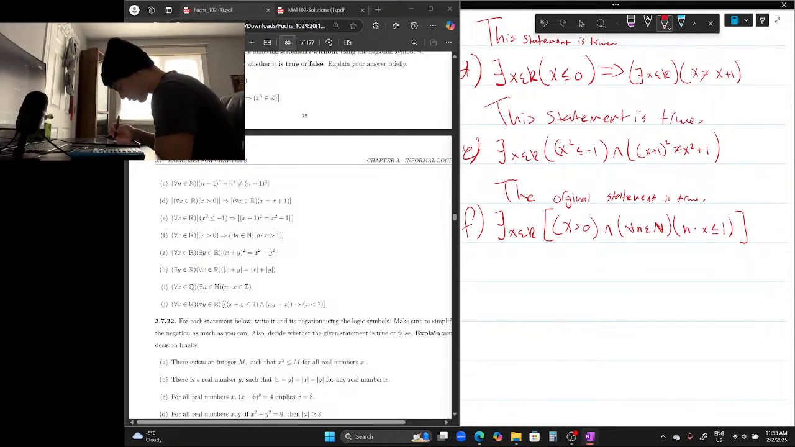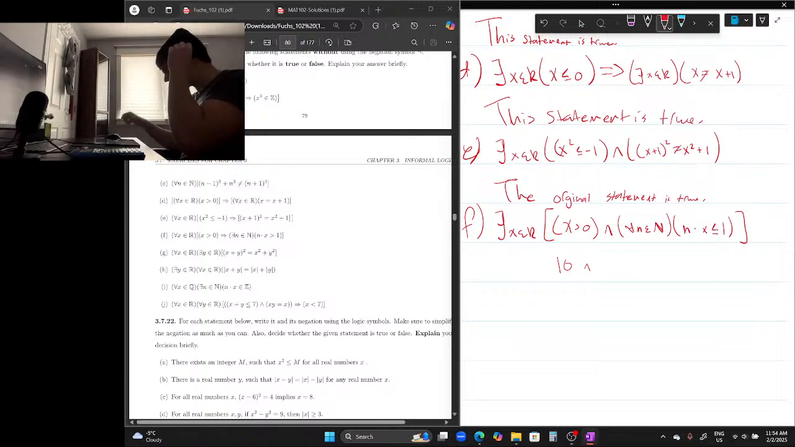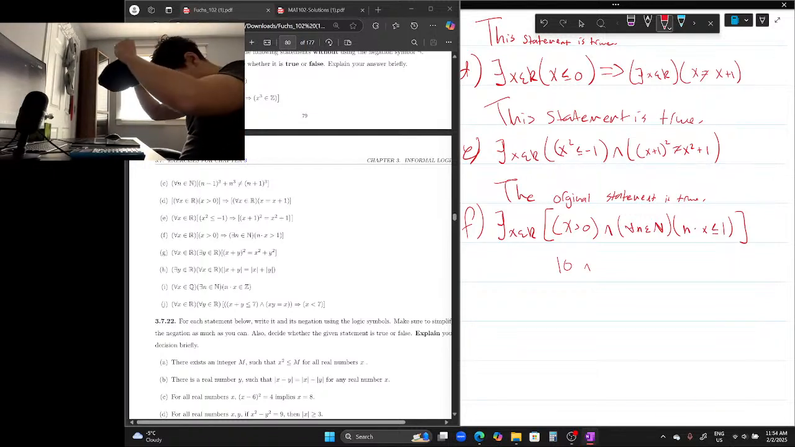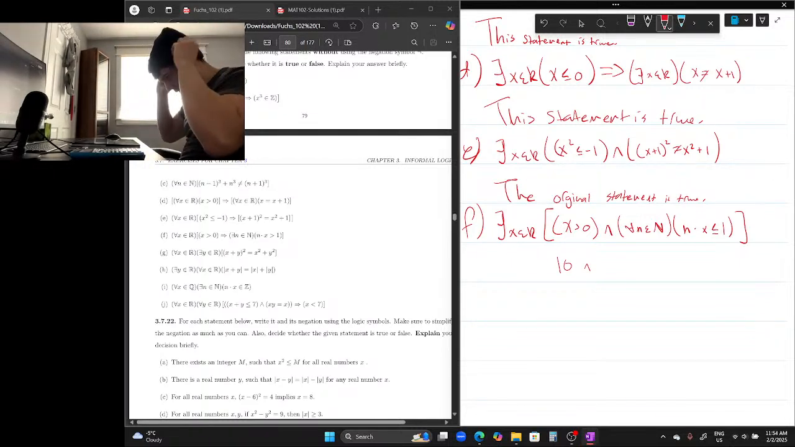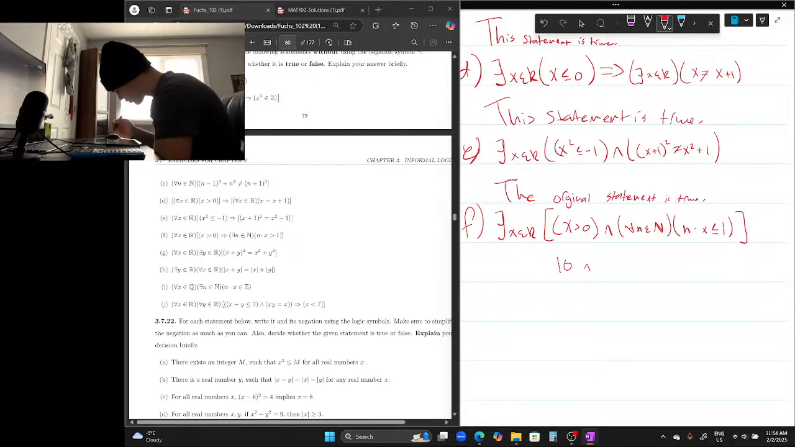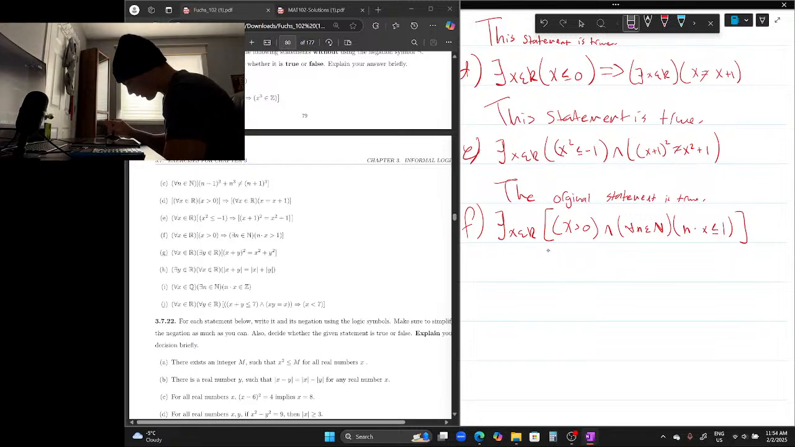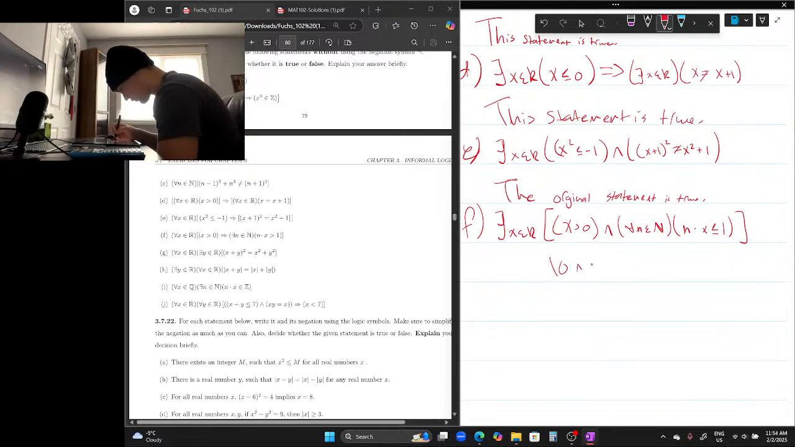Okay, so why is this statement false? So there exists an X in R such that X is greater than 0. Okay, so let's say X is equal to 10. And for all N, N times X is greater than 1. I think this is wrong because there's an N equal to 0, thus ruining the statement. Otherwise, I feel like it would be true because then if you had 1, 2, whatever.